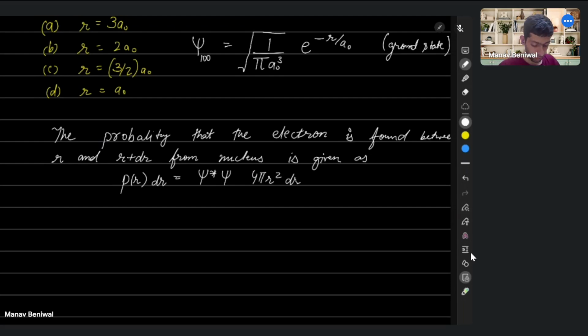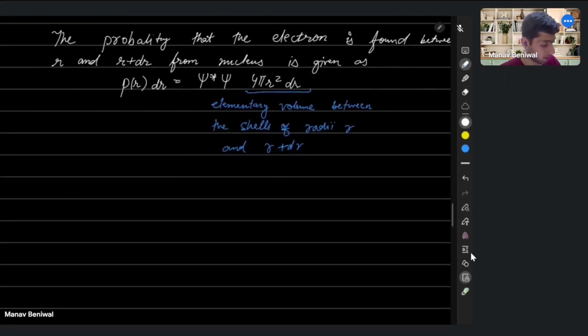Okay, so where this 4 pi r squared dr, this is the elementary volume between the shells of radii r and r plus dr. Okay, so then we can write our P(r) dr.